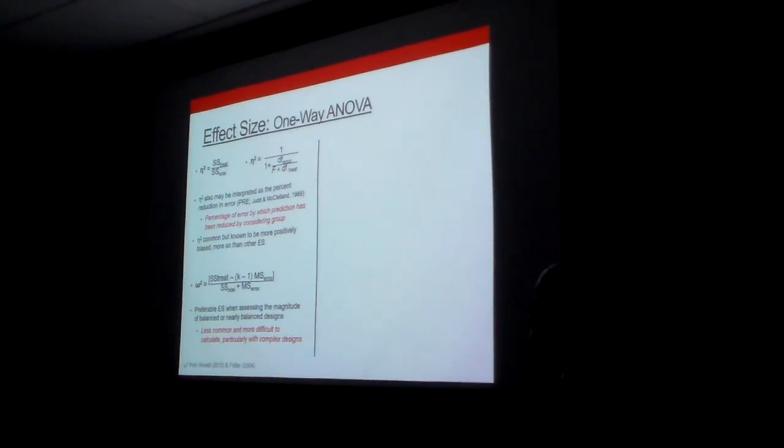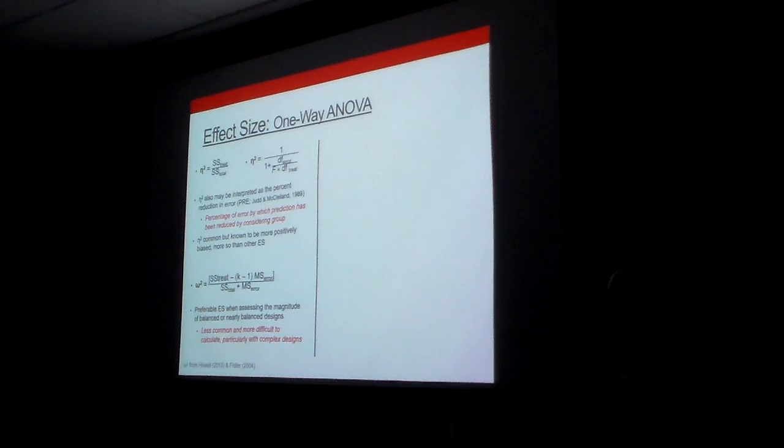And so what we can do is calculate omega squared. Omega squared is going to be a better population estimate. In the calculation of omega squared, we take our sum of squares treatment minus k minus 1 times our mean squared error. Make sure your order of operations is correct: you multiply that before you subtract. That's over the total of your sum of squares total plus your mean squared error. This is difficult, but what you can do is interpret this as your estimate of population variance.